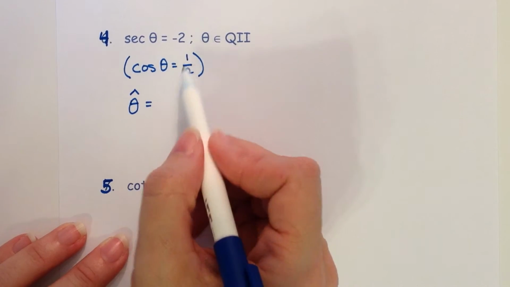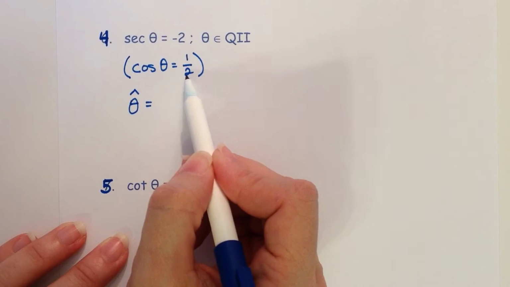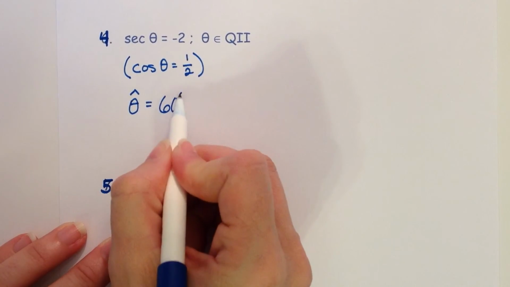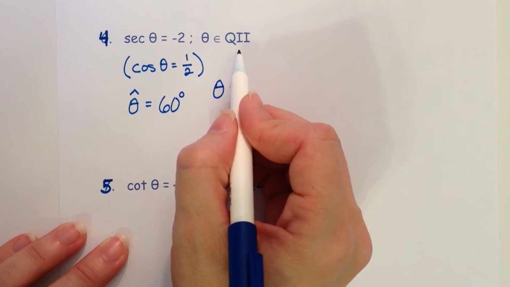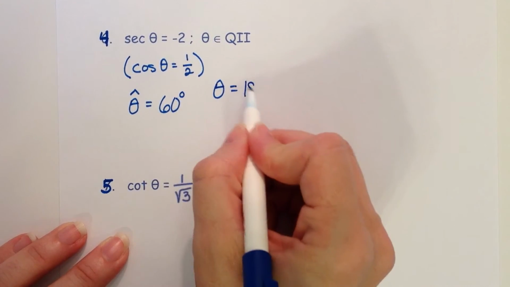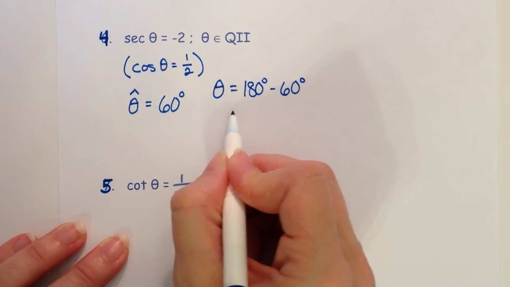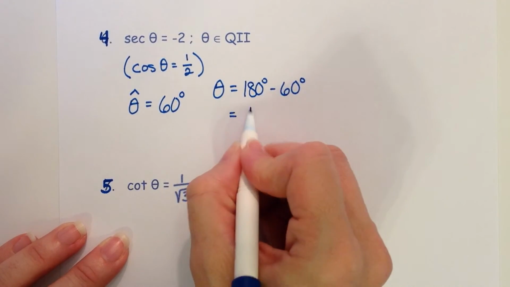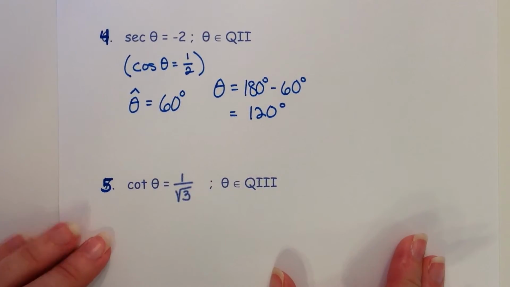So from your table, it would be cosine 60 degrees that would have a value of 1/2. So that's going to be our reference angle. Okay, so since we're in the second quadrant, the rule for second quadrant is 180 degrees minus the reference angle. So for this particular problem, our answer will be 120 degrees. Okay, one more.